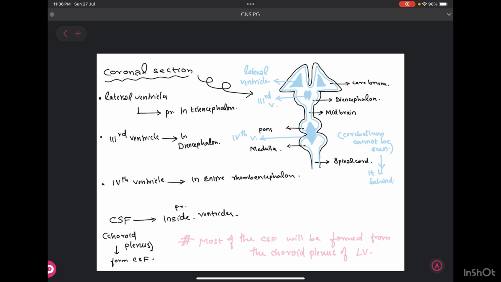Yes. And what is present inside these ventricles? There is CSF present inside these ventricles, and the CSF is produced from the choroid plexus. The choroid plexus is there in the fourth ventricle, the third ventricle, and the lateral ventricles, but the majority of the CSF is produced in the lateral ventricles. And it follows a passage like this. It gets into all the four ventricles and it leaves the brain. We will study about this passage. So most of the CSF will be formed from the choroid plexus of the lateral ventricles. So I guess this much is clear.